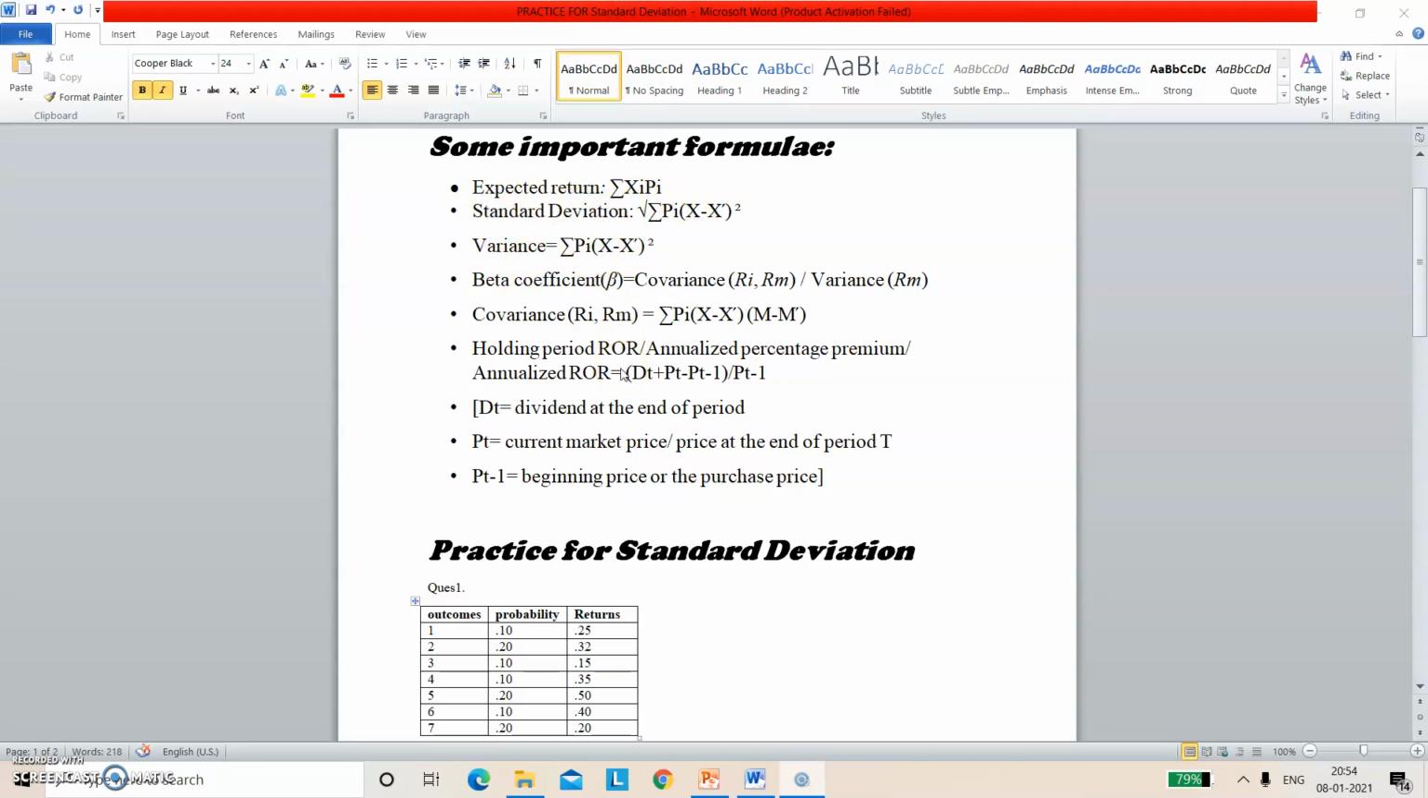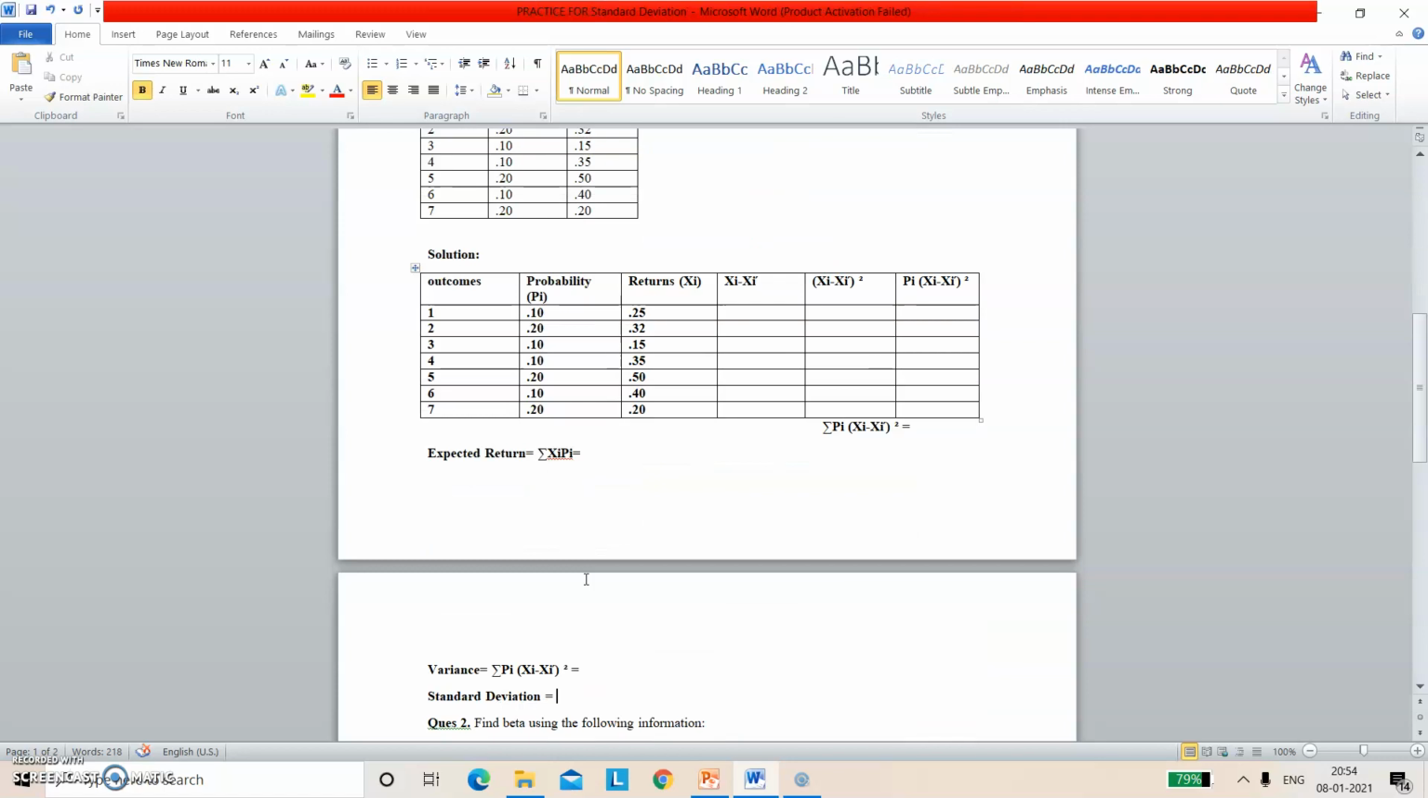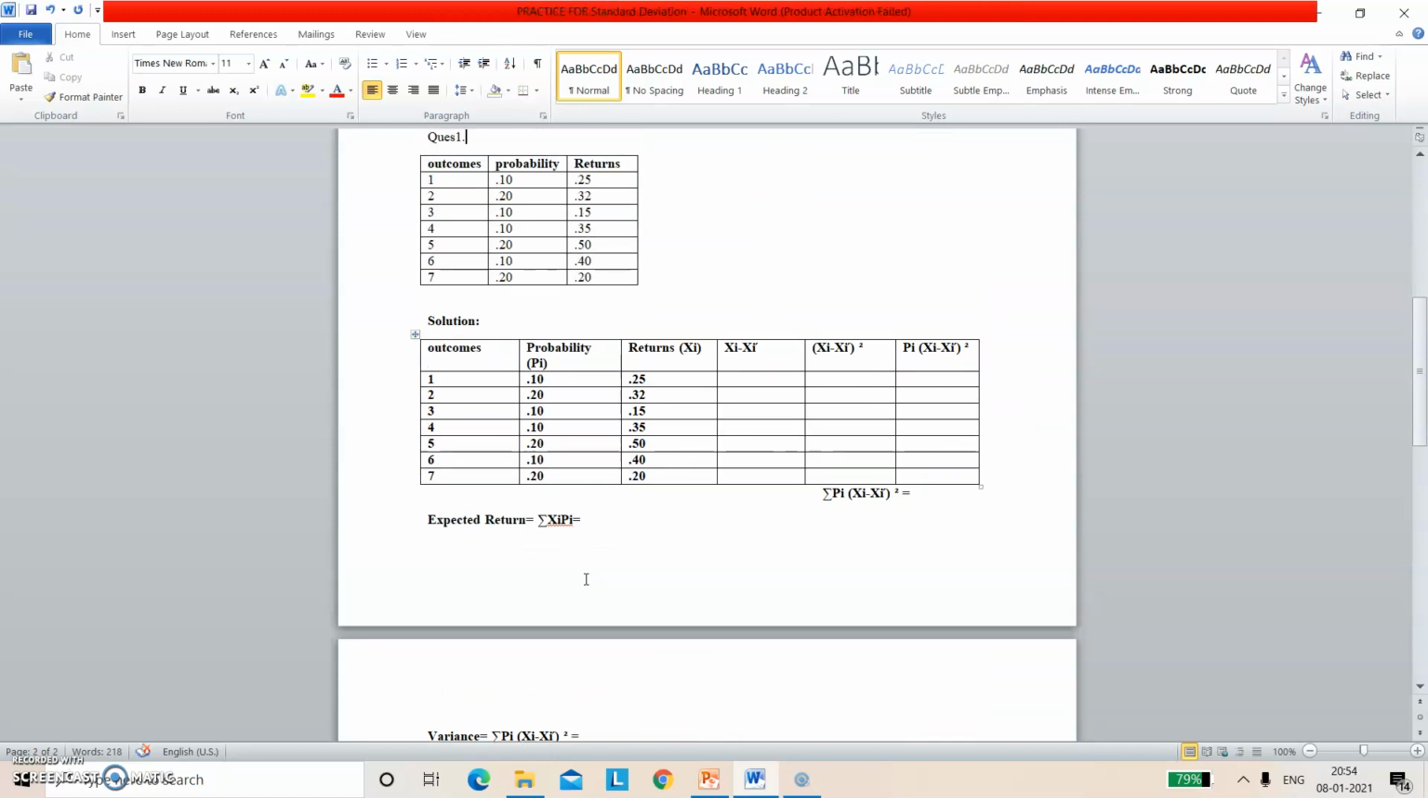So the question which we are going to discuss is this. I have framed one question which gives you the outcomes, probabilities and the returns. The first step is to look at the formula. Expected return is the summation of xi into pi. Now if we solve this xi into pi, what do we get?